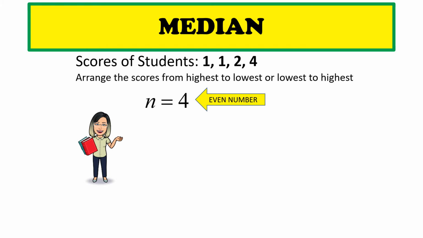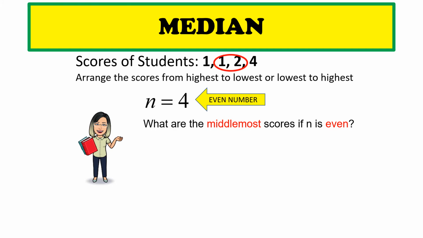We need to find the median. The scores of students are 1, 1, 2, 4. First, arrange the scores from highest to lowest or lowest to highest. N equals 4, and n is an even number. What are the middlemost scores if n is even?